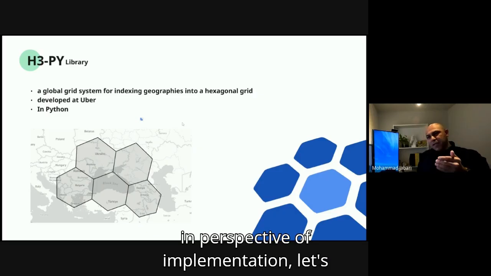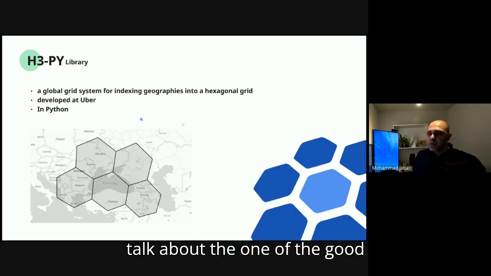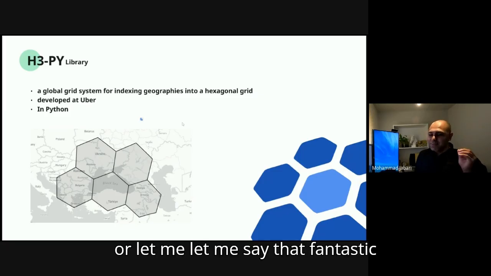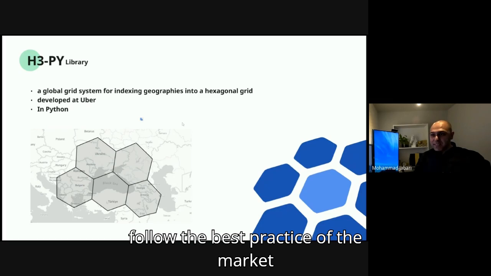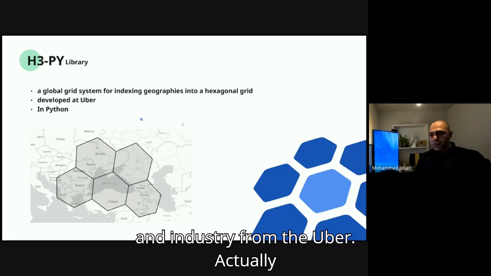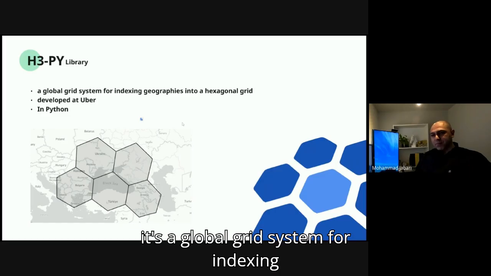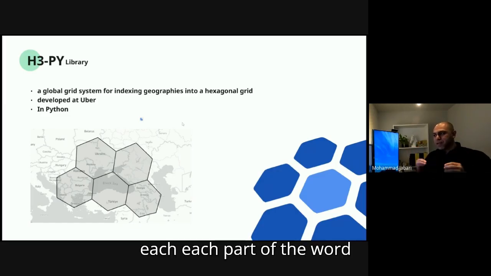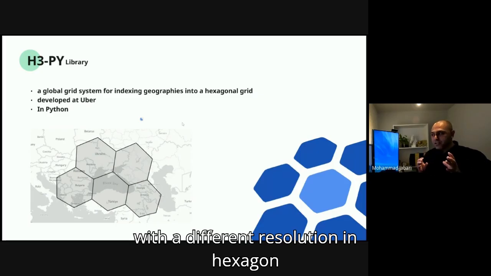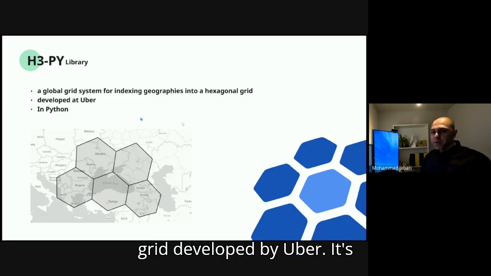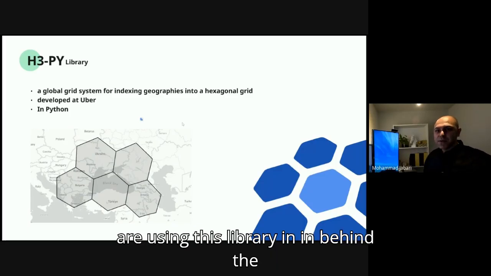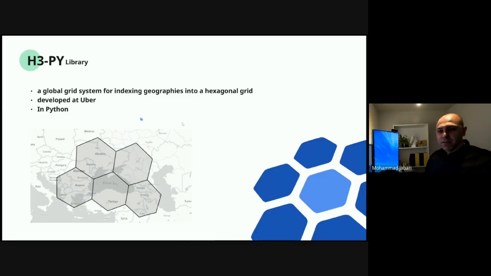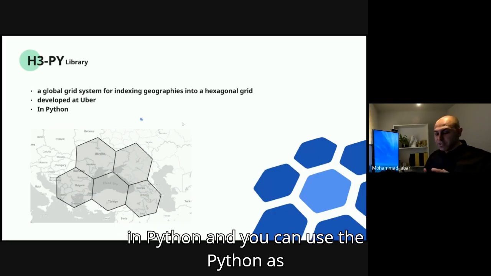In terms of implementation, let's talk about one fantastic library, very fast, following the best practices of the market and industry, from Uber. It's a global grid system for indexing each part of the world with a different resolution in a hexagon grid. Developed by Uber, when you are taking an Uber, you are using this library behind the scenes. It's developed in Python, and you can use it with Python as well.